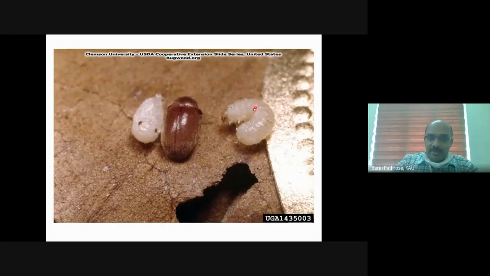You can see the grubs. Only the grubs damage. Adults are non-feeding and short-lived.